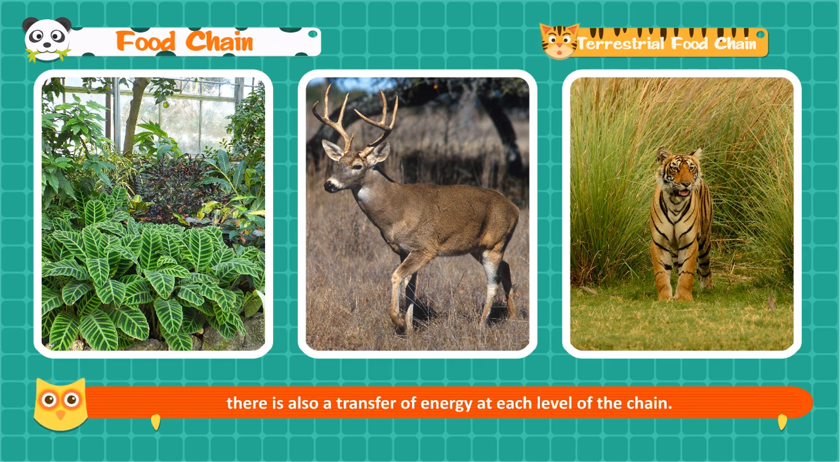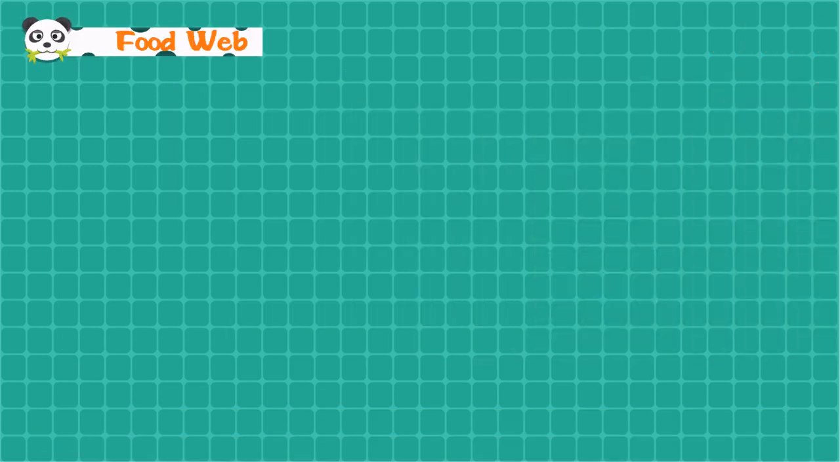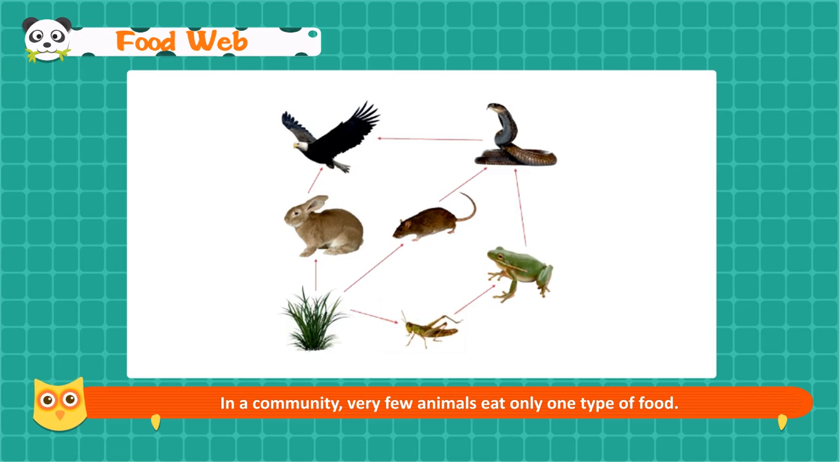Food web. In a community, very few animals eat only one type of food. For example, a tiger does not depend only on deer for its food. It can eat many other types of animals like rabbits, cows, and some birds. Similarly, most foods are eaten by more than one type of animals.